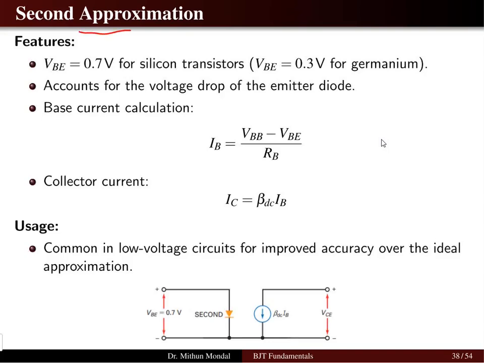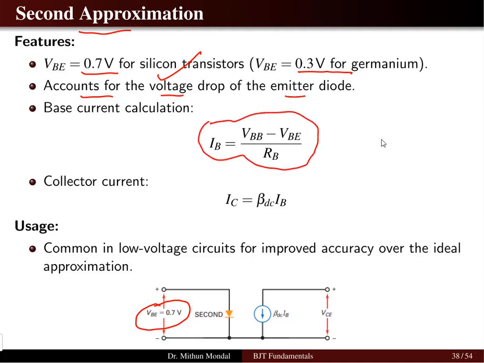approximation, where the base emitter potential we take as 0.7 volt for a silicon transistor, 0.3 volt for a germanium transistor, and these account for the voltage drop in the emitter diode. So in this calculation of IB, you have an extra term, which is the base emitter drop of 0.7 volt or 0.3 volt, taken out from the source VBB in the calculation of the base current. The collector current is given by beta DC into IB, which is the same as the previous case, and this is common in low voltage circuits to improve the accuracy over the ideal approximation.